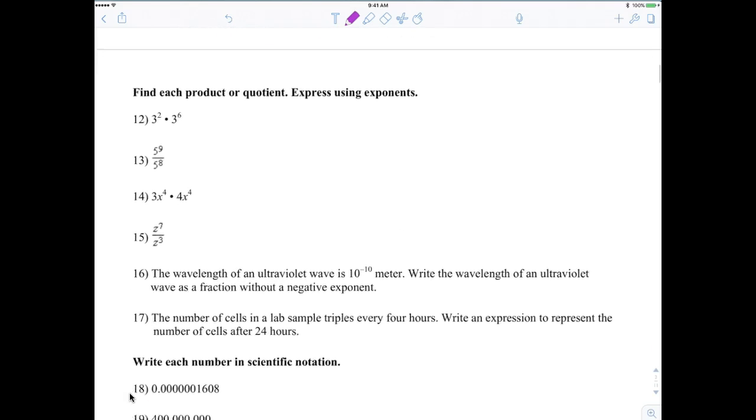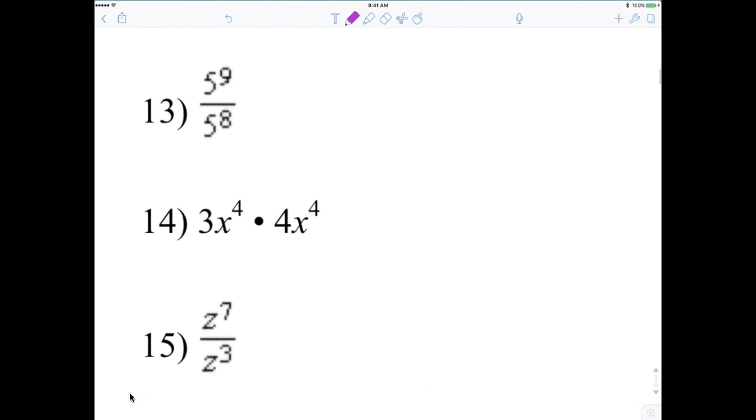13. Hold on a second. 5 to the 9th divided by 5 to the 8th. Julia, what do you think? 13. Yes, 5 to the 1st. Now, I want you to write 5 to the 1st, but I also want you to know it's just what? Just 5. All right?